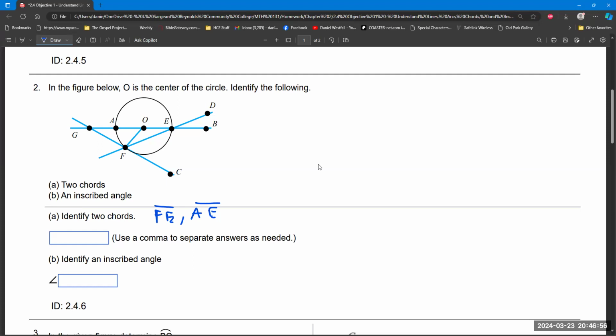And identify an inscribed angle. So that would be, for instance, FOE, that there's this arc here and this inscribed angle that makes up that arc. We also could have, probably FOA probably would also work.